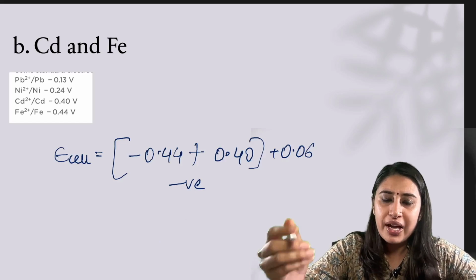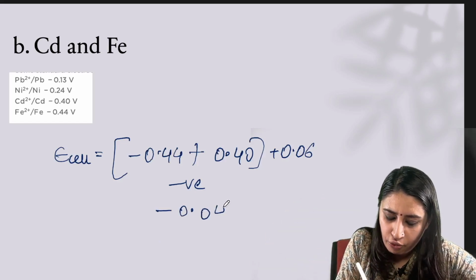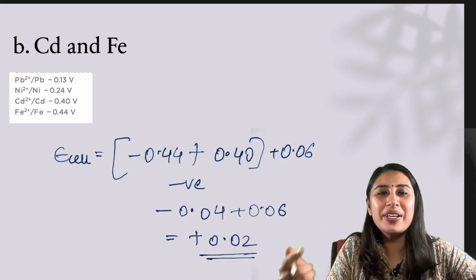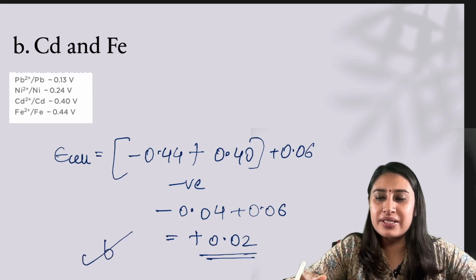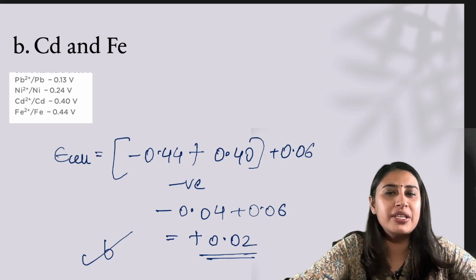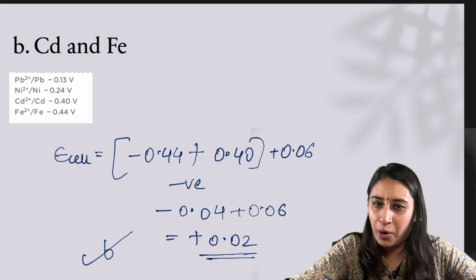But in option B, we have a negative part here, that is 0.04 in a negative, and plus 0.06. So overall it will be 0.02. Overall it is positive. So even B should be the answer because it is coming out to be spontaneous. E cell is coming out to be positive. That means your reaction, the couple, is suitable, it is spontaneous.